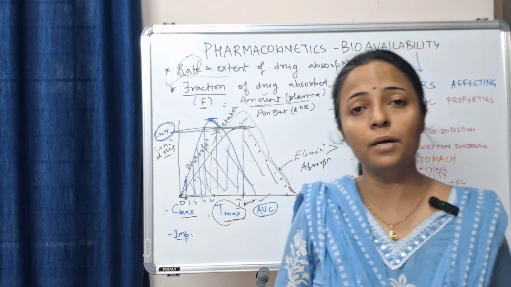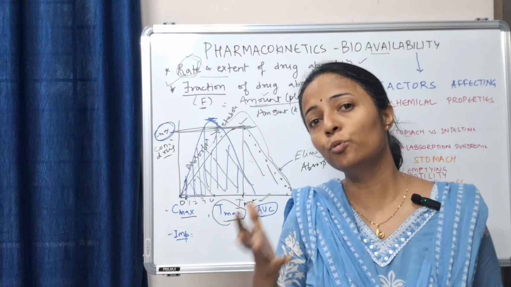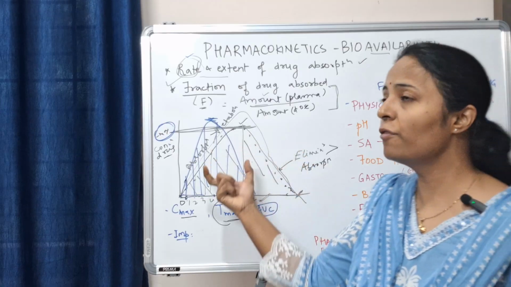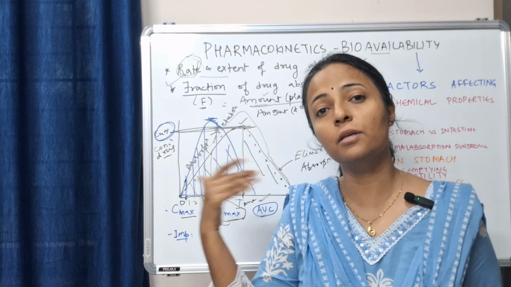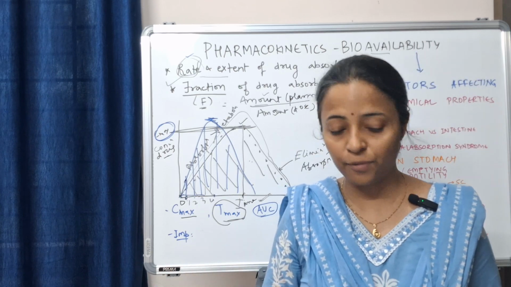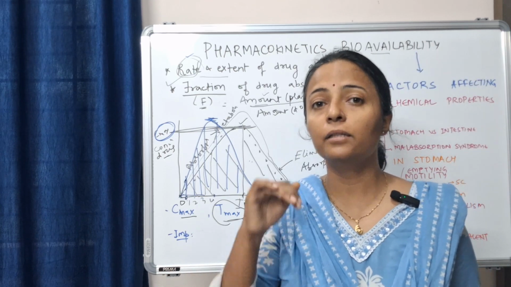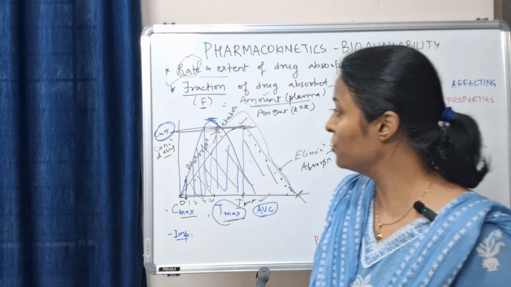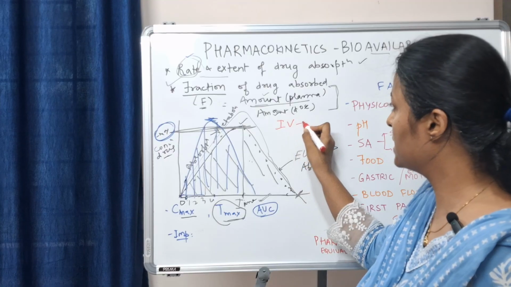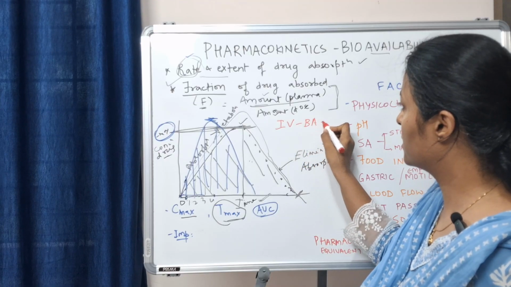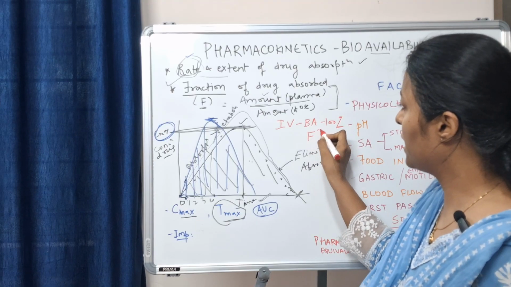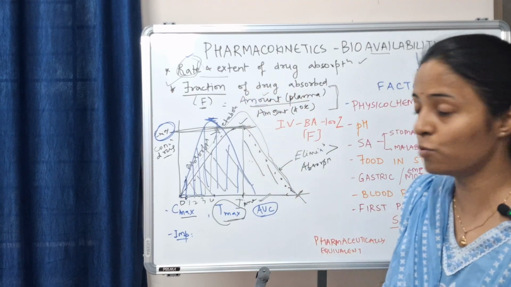Now, to determine which particular route you should choose, you should be able to compare the bioavailability of one route versus the bioavailability of another route. So which route will you compare it with? We use for that the IV route. So for the intravenous route, the bioavailability is 100%. This bioavailability is given by the letter F. F is the fraction of the drug absorbed.